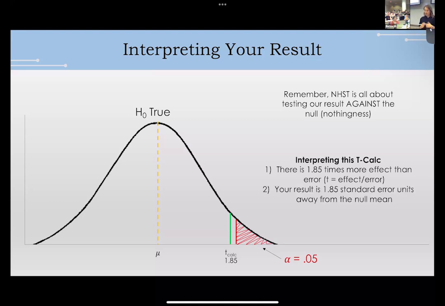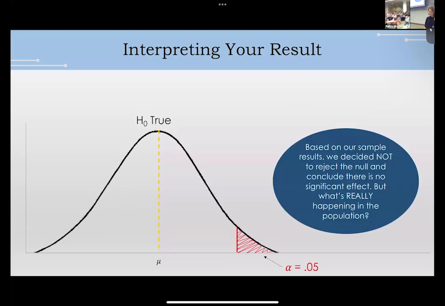Cool. You can also say that this result is 1.85 standard error units away from the mean. That's another way of interpreting it. Can't say standard deviation units. You can for a z-score, can't for a t-score, because there's multiple t distributions, not one.